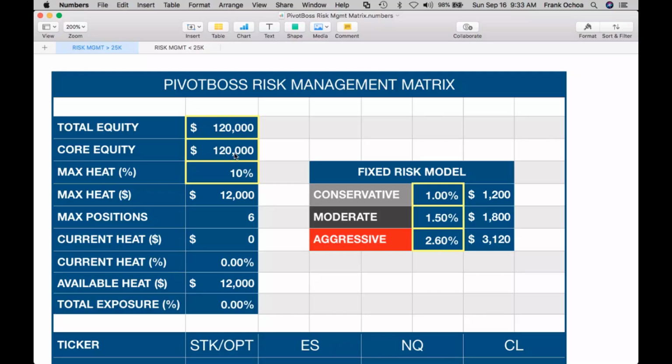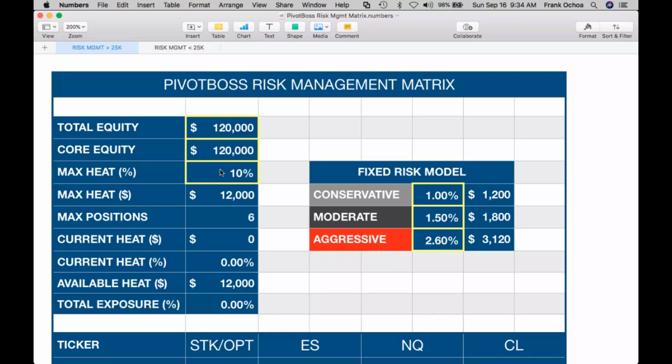The core equity is what I have available to trade in terms of money that is not at risk, and I update that as well. And then I have my preferred max heat trade allocation. For example, I mentioned that you can go anywhere between 10 and 20% of max heat at any moment in time, depending on your preferences.